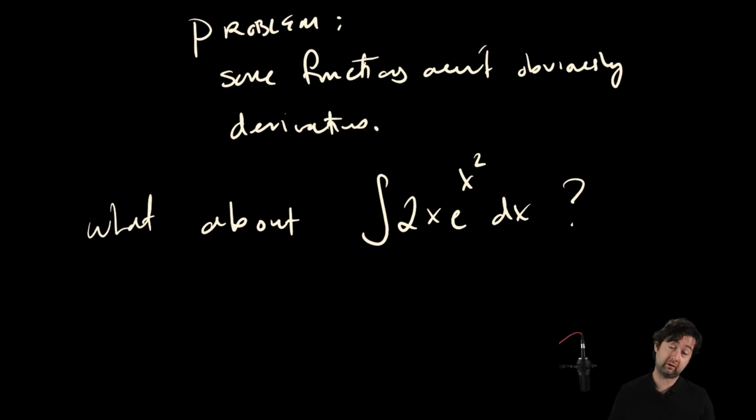It's much harder to pick this out of products than it is out of sums. Unlike with a sum, I can't take the integral and just apply it to all the pieces on the inside, because this is a product of functions. So the question is, how do we proceed?